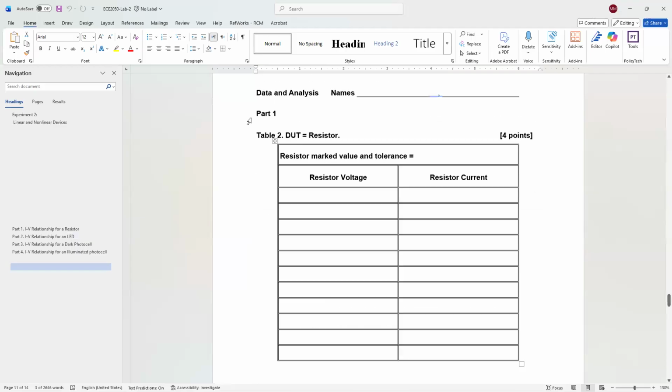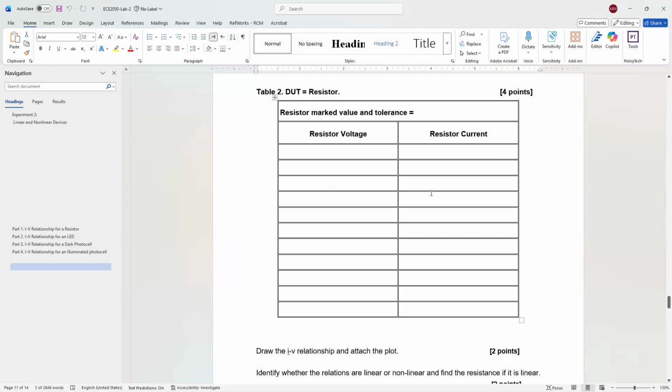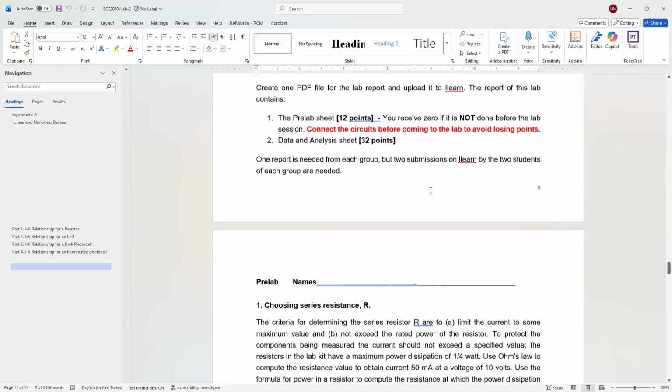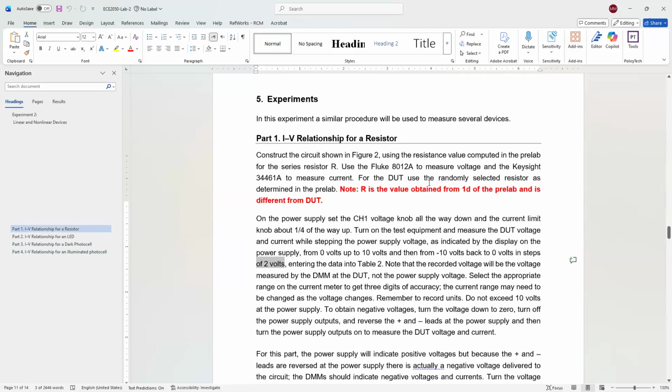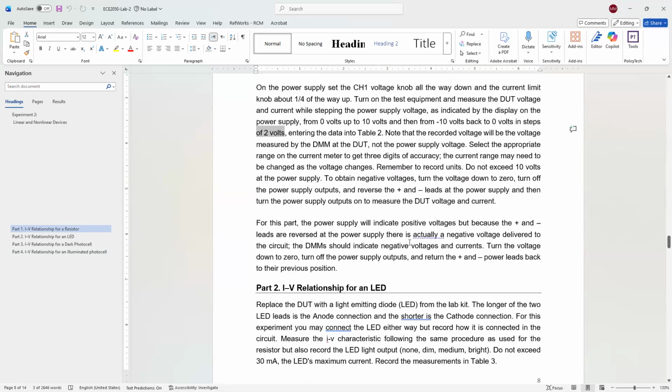There is a table in data and analysis. You have to put the current and the voltage here, because after I draw the relation, I can tell if this device is linear or not. So I'm telling you something you need to consider.